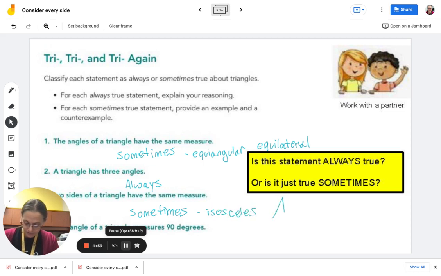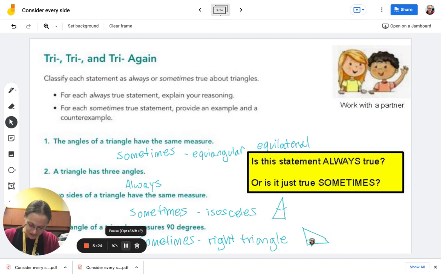Like that. When you have 2 sides that are the same, that's an isosceles triangle. So some triangles are isosceles. This statement is sometimes true. One angle of a triangle measures 90 degrees. Again, this is sometimes true, and those are called right triangles.